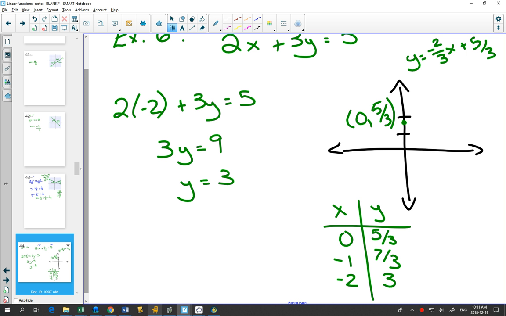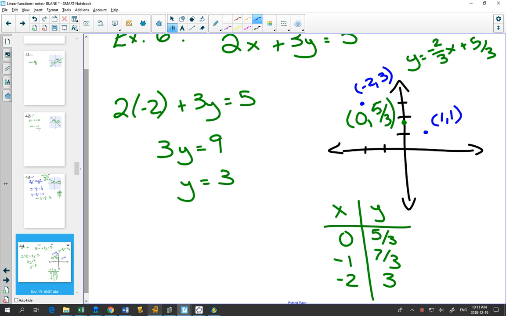And if you can find one nice point, so we found, and blue is a nice color, so I'm going to label it in blue, negative 2, 3. If you find one nice point, then you can use your one nice point with your slope and find other nice points. So my slope is negative 2/3. I could go from here down 2, over 3. Can you see that 1, 1 is another nice point?